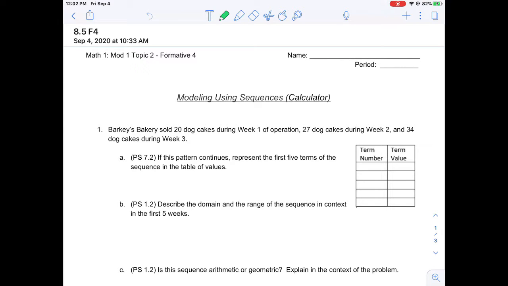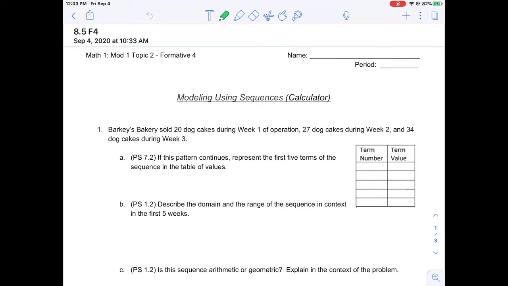Fourth and final formative. This one is modeling using sequences. So interpreting what's going on from that given word problem or situation, making it into a table, describing domain and range, explaining whether it's arithmetic or geometric, making an equation, finding a future term using that explicit formula, all rolled up into one fancy formative. All right, let's get started.